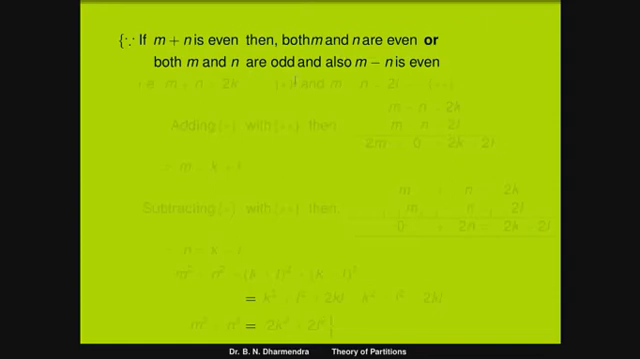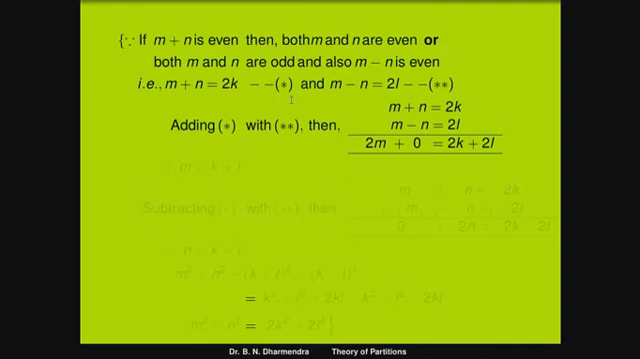If m plus n is even, we take it as equal to 2k. If m minus n is even, that is equal to 2l. Call these star and double star. Now adding star with double star, m plus n is equal to 2k and m minus n is equal to 2l. After adding these two terms, n gets cancelled, that is 2m equals 2k plus 2l. On both the right hand side and the left hand side there is a factor of 2, which implies m is equal to k plus l.